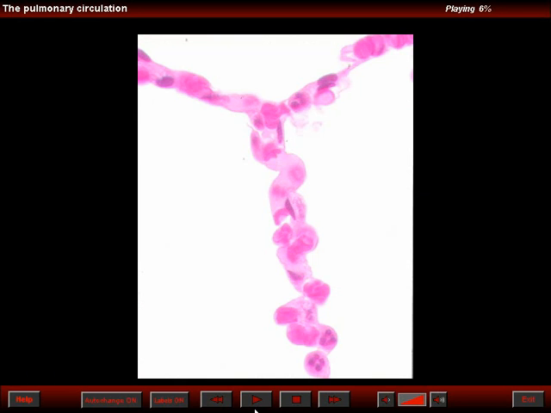A high-power photograph of the walls of an alveolus shows some cells and delicate structures, but we cannot see adequately the type of parenchymal connective tissue where these cells are located.